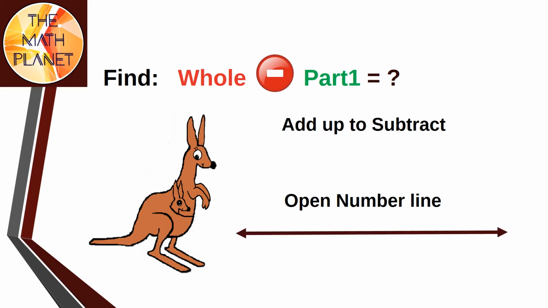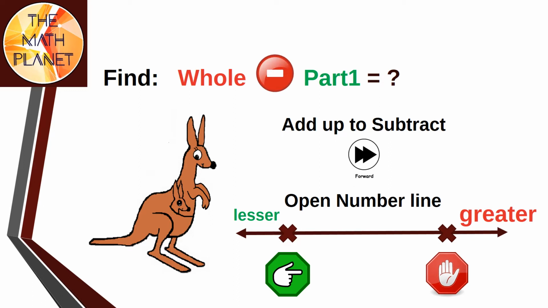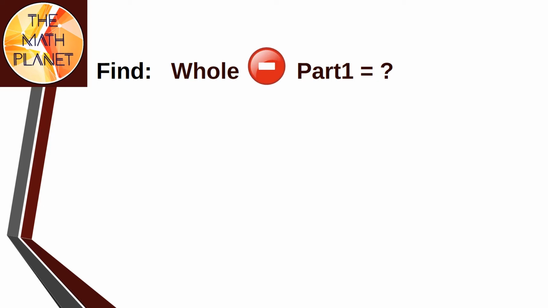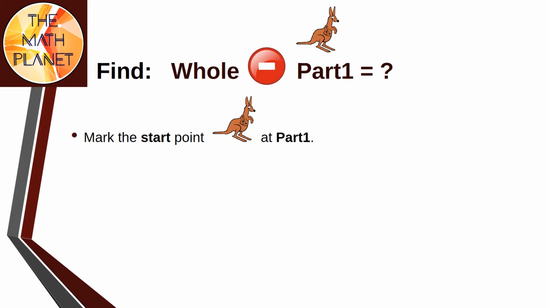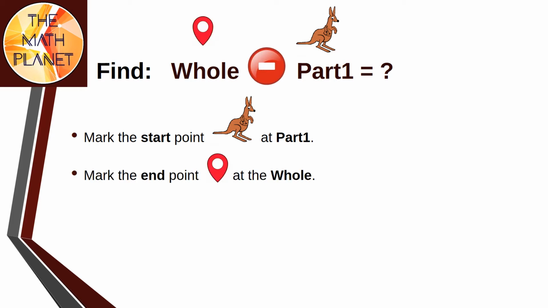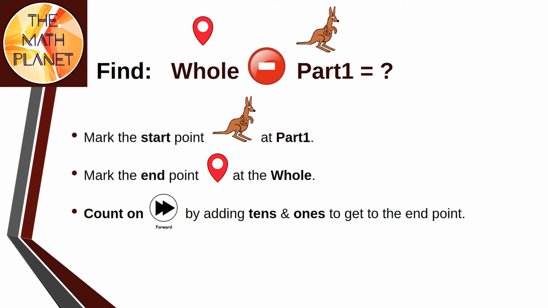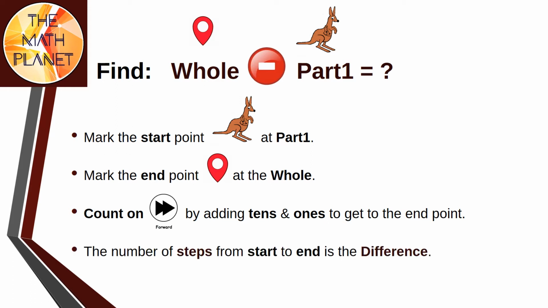If I want to add up to subtract using the open number line, I need to start at the lesser number and go forward and add the greater number in the subtraction equation. So I will start at the lesser number, which is the part, and stop at the greater number, which is the whole. So the steps to solve any subtraction equation using the adding up strategy are to mark the start point at the part, to mark the end point at the whole, and then we will be counting on by adding tens and then ones to get from the start to the end point.